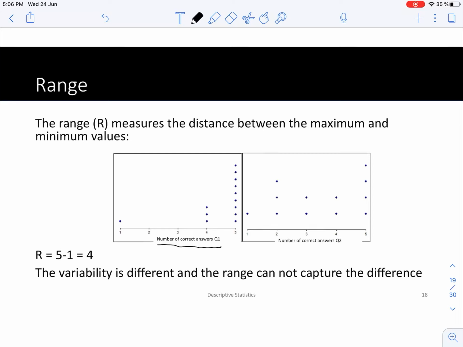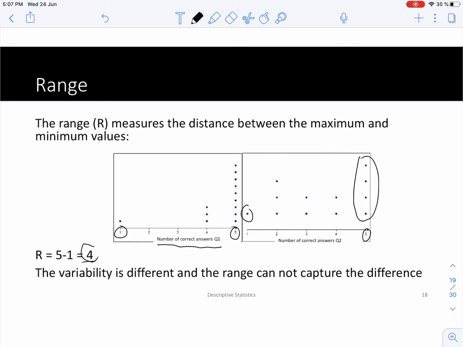So using the range, we take the maximum value, number of correct answers is 5, and the minimum number of correct answers is 1, right? Then the range for the first quiz was equal to 4. Now if we do the same for the second quiz, the maximum value, please notice that there are 4 students that got 5 right answers, and there is only 1 that got 1 correct answer. So again, the range for the second quiz is also 4. So the range is the same for both of the data sets.